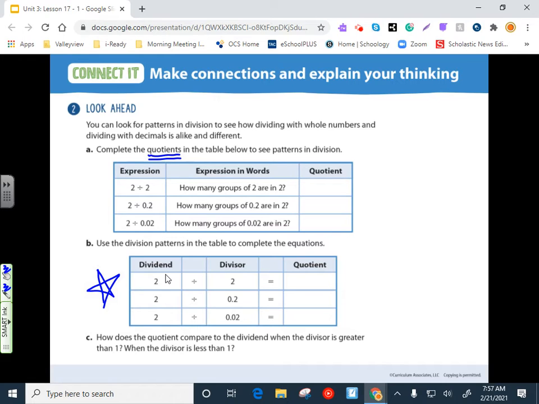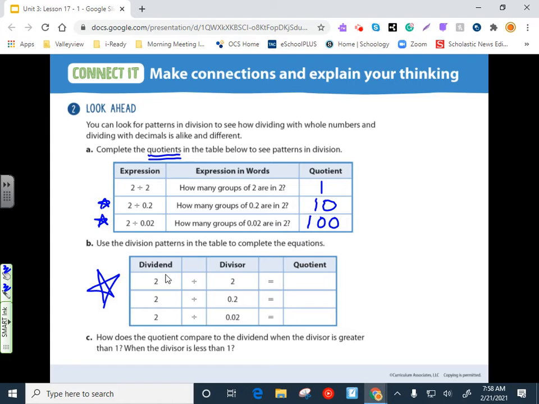Think of how many groups of 2 are in 2. Well, that's 1 group. And this one, 2 divided by 2/10. How many groups of 2/10 are in 2? Well, just going back to our original problem on the previous page, you knew that would be 10. And how many groups of 200ths are in 2? And that would be 100. Again, these are back from the warm-up.